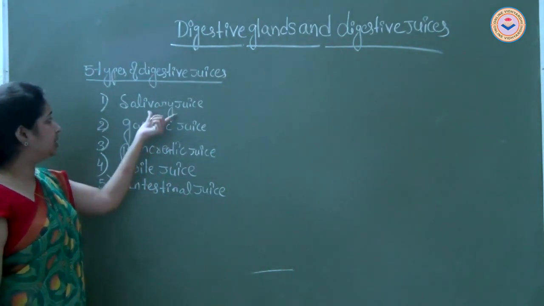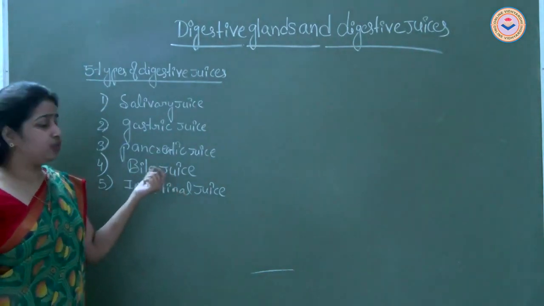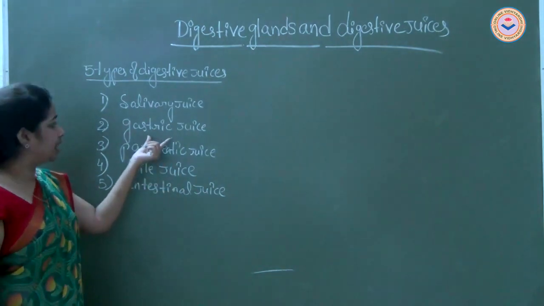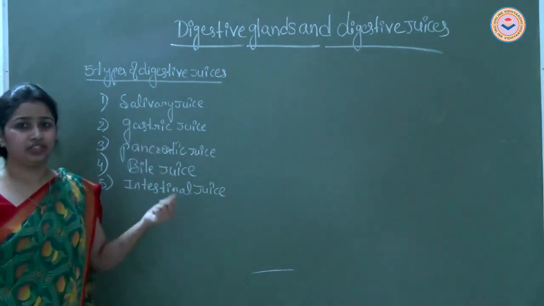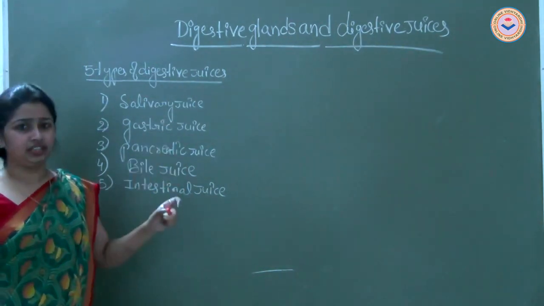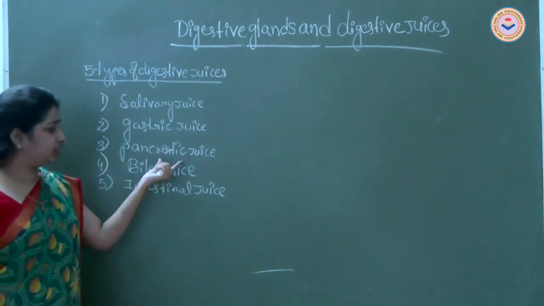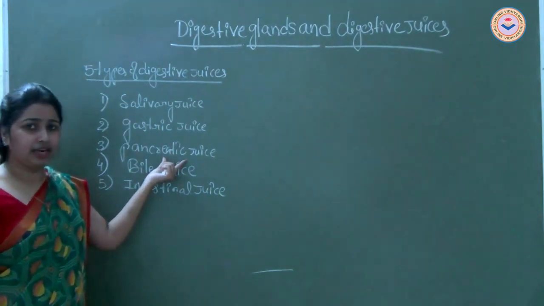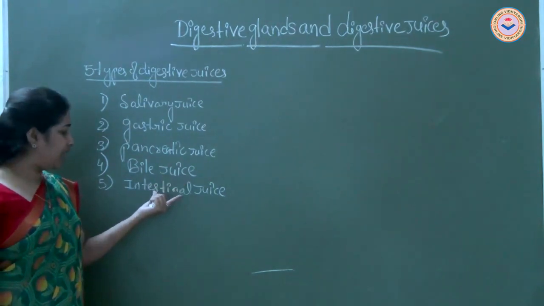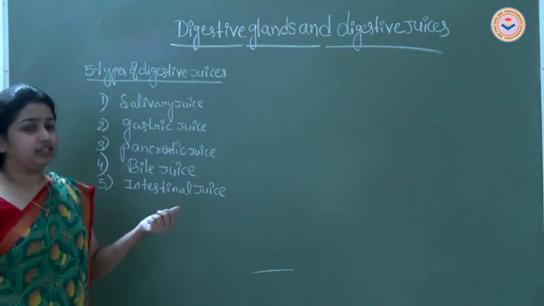Now coming to salivary juice, saliva. Saliva is secreted from the salivary glands, and it is in a slightly alkaline condition. Next, gastric juice is strongly acidic in nature. Now coming to pancreatic juice, which is secreted from the pancreatic gland. Bile juice is secreted from the liver. Intestinal juice is secreted from the intestinal wall.